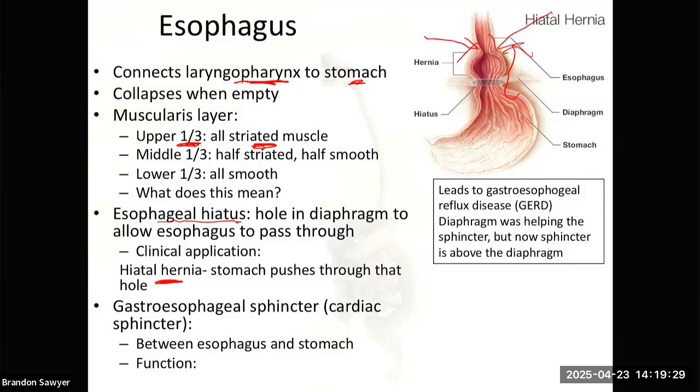And so we have the gastroesophageal sphincter, also known as the cardiac sphincter. This is between the esophagus and the stomach, and it's just preventing backflow. The diaphragm helps the gastroesophageal sphincter do its job when it's in the right spot, but that hiatal hernia shifts it up in a way where it can't really help it anymore.